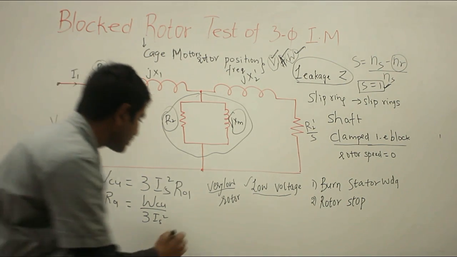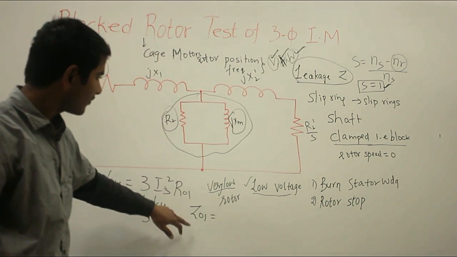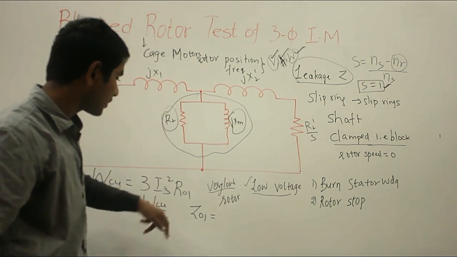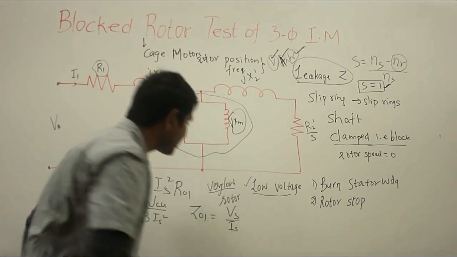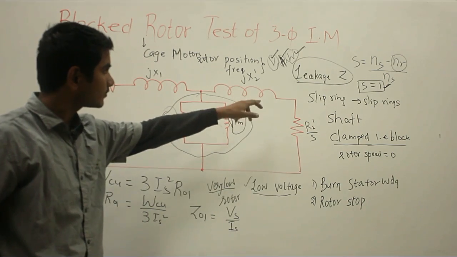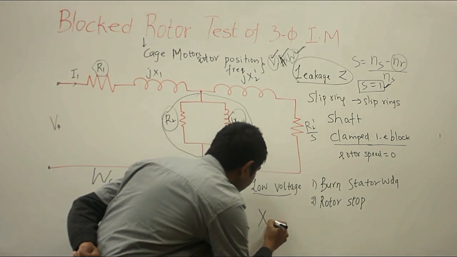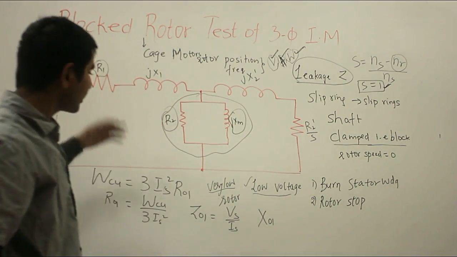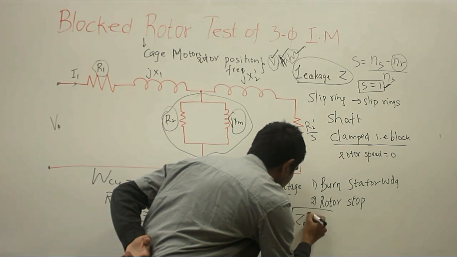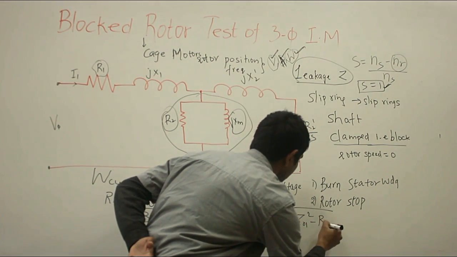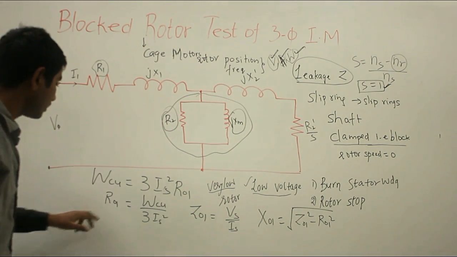Now if I say Z01 is the impedance per phase referred to the stator winding, then Z01 is Vs by Is, where Vs is the low voltage measured in the voltmeter and Is is the short circuit current. From here the motor leakage reactance per phase referred to the stator can be given by X01 equal to the square root of Z01 square minus R01 square. Therefore you can have your X01 and R01 from here.